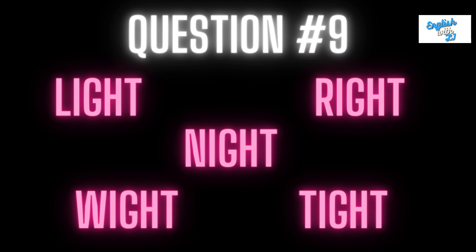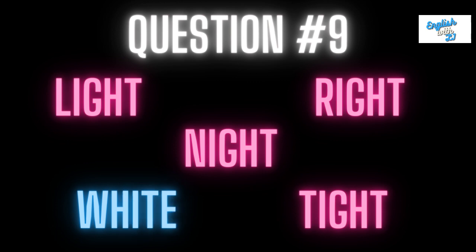Question 9 is light, right, night, white, tight. Light, right, night, white, tight. The incorrect spelt word there is white. It's W-H-I-T-E.